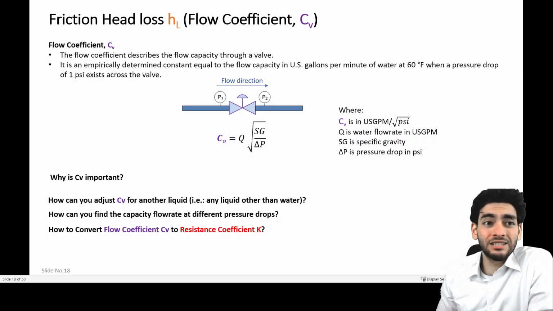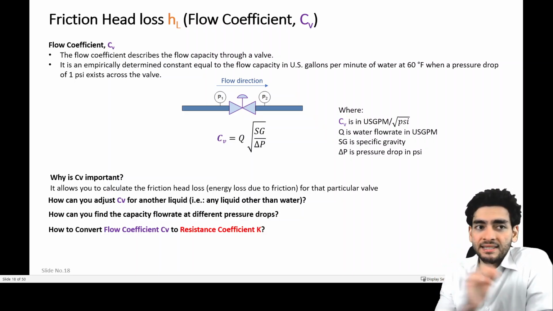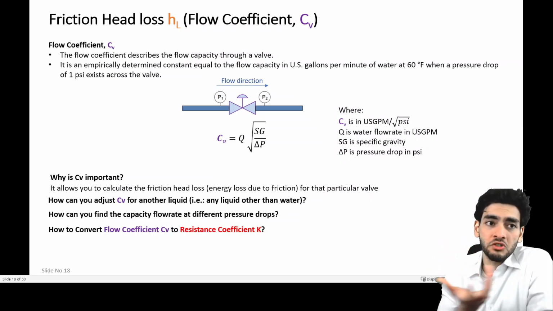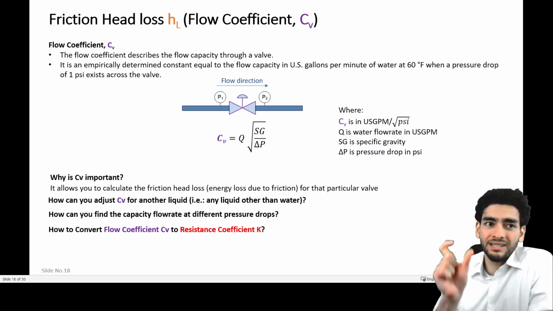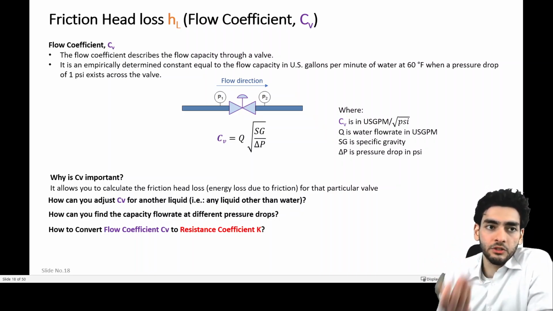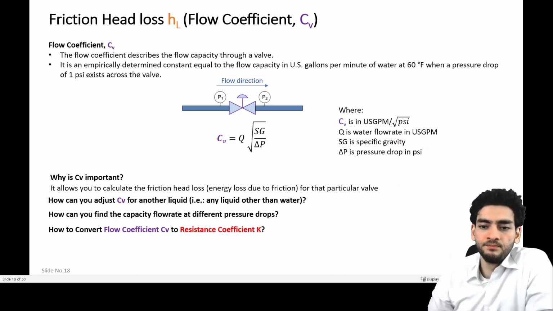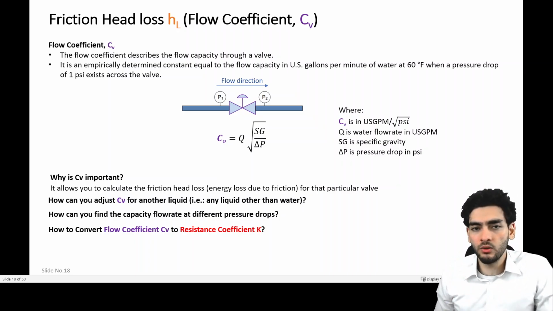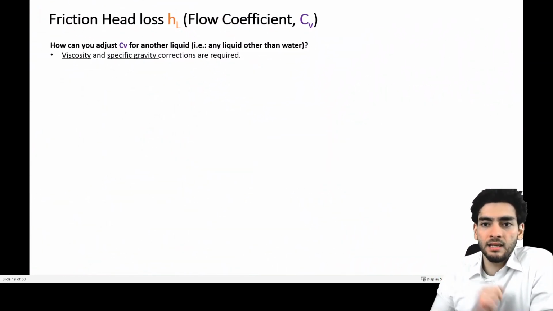The first question is easy to answer. The CV value is important because it allows us to calculate the friction head loss for that particular fitting or valve that you are using. Now, the next question is, how can you adjust the CV for another liquid? And we're going to be dealing with that in this slide.